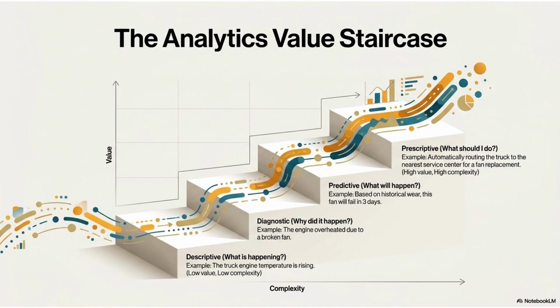Now we have the four types of analytics. First of all, we are going to talk about the descriptive. What's going on in my system? In our example, the truck engine temperature is rising. There are many other examples. It's not only considered in that kind of system.